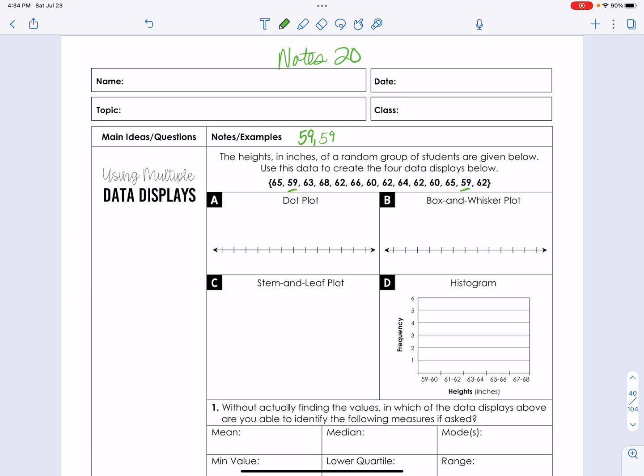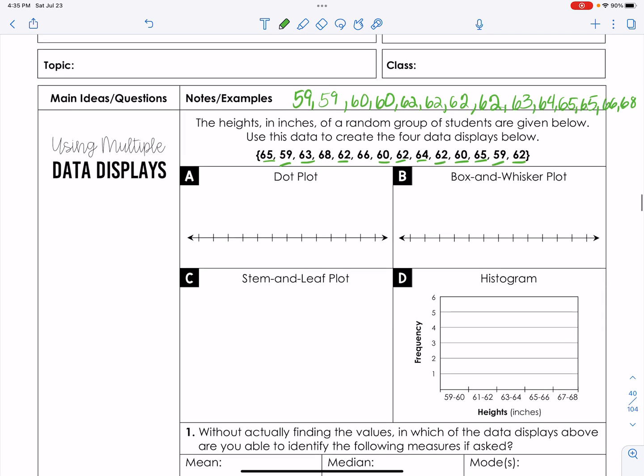And then it looks like I have two 60s. So 60, 60, 62, 62, 62, 62. So that's 4 62s. I have a 63, a 64, a 65, and a 65. So two 65s, a 66, and a 68. And I don't know why this book can't just do that for us, because I think we've done enough now. You know how to put them in order.